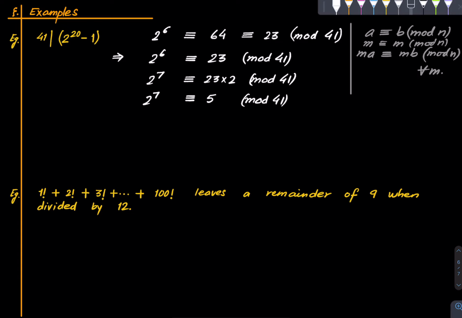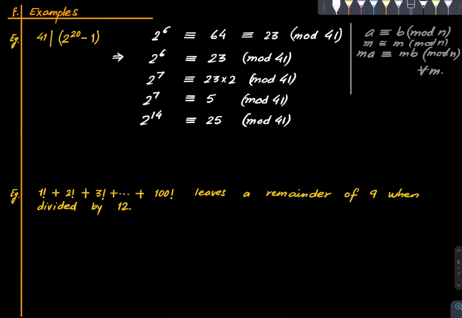And now again, let's see, let's just square both sides. So 2 to the power 7 squared is congruent to 25 modulo 41. We squared both sides. As we saw, we can raise both sides to the power k for any positive integer k. We raised both sides to the power 2. So this is nothing but 2 to the power 14, and 25 is 25.